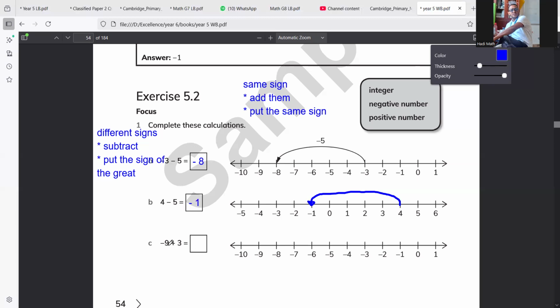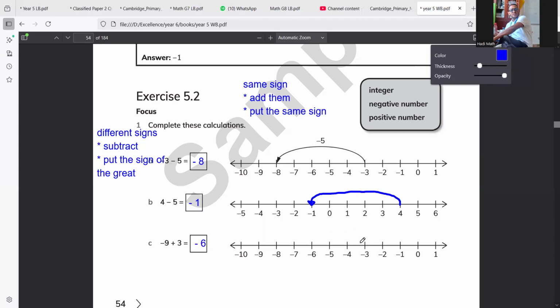The same thing here, -9 plus 3. 9 is negative and 3 is positive. So they have two different signs. Whenever they have different sign, you subtract, as we just said. 9 minus 3 is equal to 6. And you put the sign of the great one. The great one is 9, and the sign of the 9 is negative. So you put the sign of the negative. Or we say the great absolute value, to be mathematically correct.